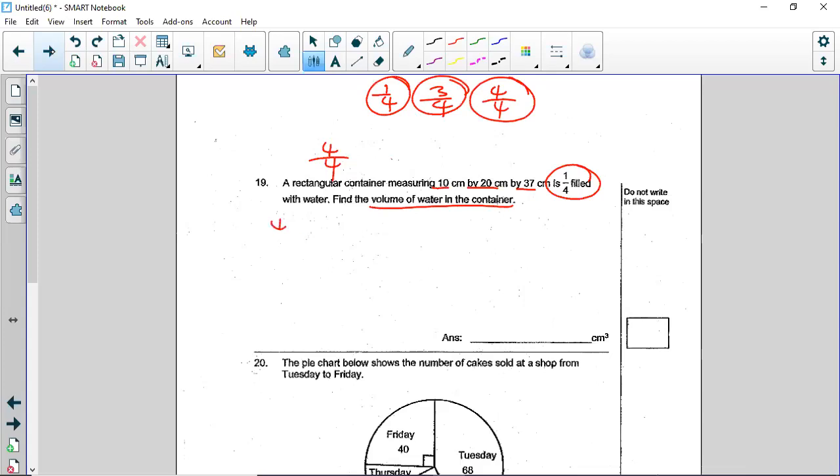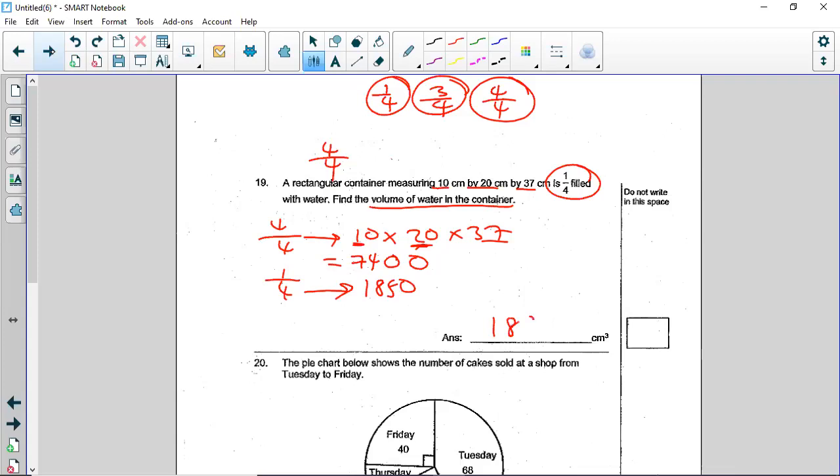Okay, so the 4/4 is the volume of the tank. So 10 times 20 times 37. Shortcut: 37 times 2 is 74, and then 74 times 1 is still 74, and there are 2 zeros. So the whole container volume is 7,400 cm3. Then you just find what is 1/4. So divide by 4, you get 1850 cm3. And how much water inside? Oh, 1/4 filled, right? So your answer is 1850. Okay, it's very straightforward.